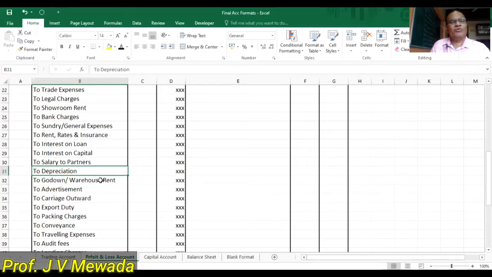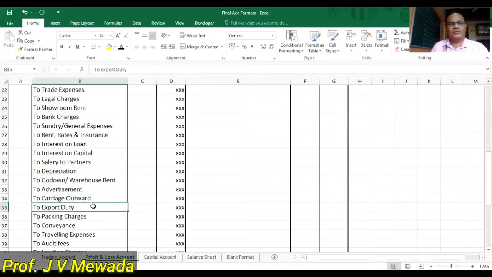Then we have godown or warehouse rent, which is related to sales. Okay, so warehouse rent, advertisement, these are related to sales, so they are part of the profit and loss account. Then we have carriage outward. Now in trading account we saw carriage inward. Carriage inward is for purchase of goods and carriage outward is for sales of goods. And carriage outward is related to sales. That is why we are recording it in the profit and loss account.